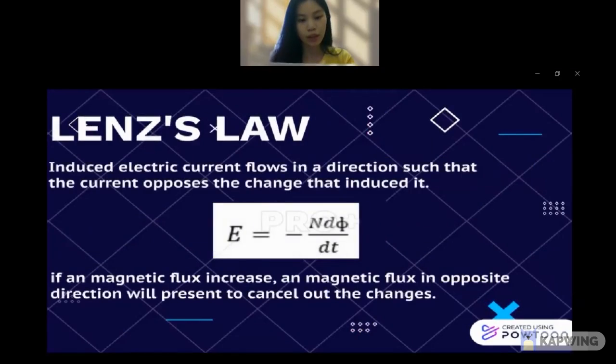Besides, there is another law describing electromagnetic induction, known as Lenz's law. The negative sign indicates that the induced electric current flows in a direction such that the current opposes the change that induced it. According to Lenz's law, if a magnetic flux increases, a magnetic flux in the opposite direction will be present to cancel out the change.